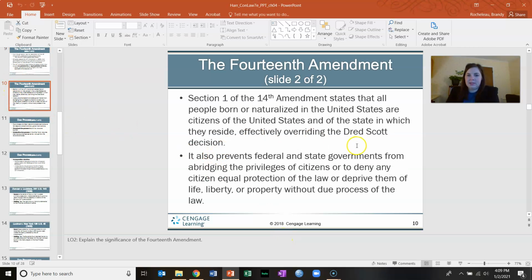Section 1 of the 14th Amendment provides that all those born or naturalized in the United States are citizens of the United States and the state in which they reside. This is the constitutional amendment that overturns Dred Scott v. Sandford. The 14th Amendment continues to prohibit federal and state governments from abridging the privileges of citizens. Governments also cannot deny citizens equal protection of the law or deprive them of life, liberty, or property without due process of law.